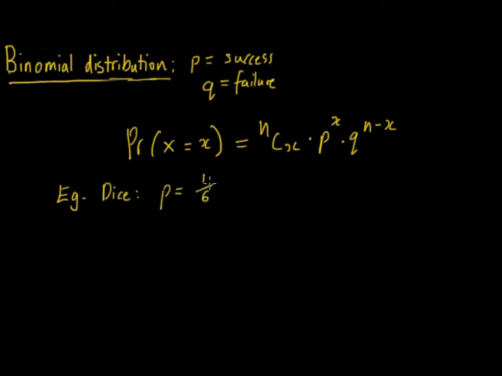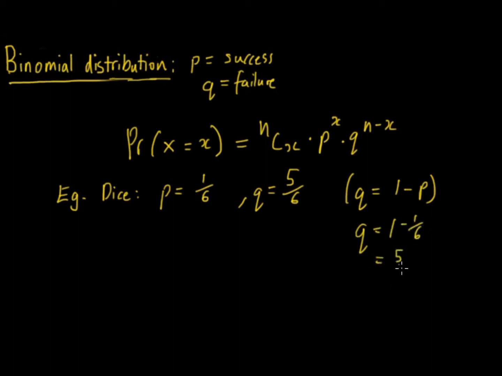So we already know that P is 1 on 6, because rolling a 6 is 1 over the total outcomes, which is 6. Then Q is everything else, so that's 5 on 6. There are two ways to calculate that. You could say there are 5 different outcomes out of 6, or you could say that Q is equal to 1 minus P. So Q is equal to 1 minus 1 on 6, which is equal to 5 on 6.